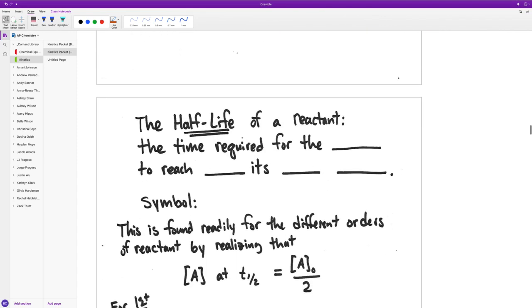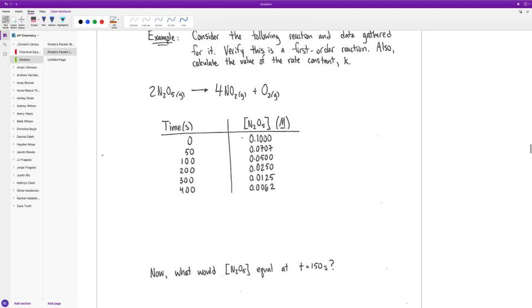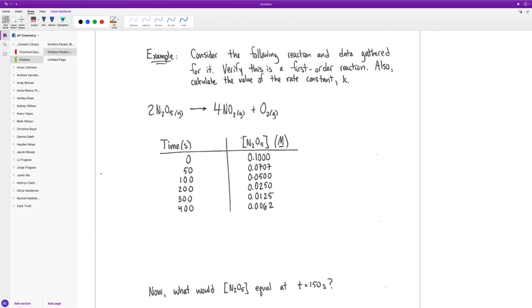We'll talk about half-life in a different video. Here's some data, and we're going to verify that it's a first-order reaction. We'll come back to determine the, well, we can do the rate constant as well, and we might as well answer everything on here.